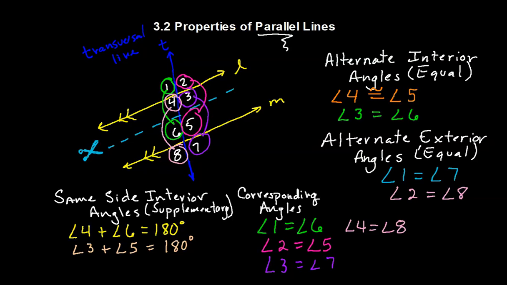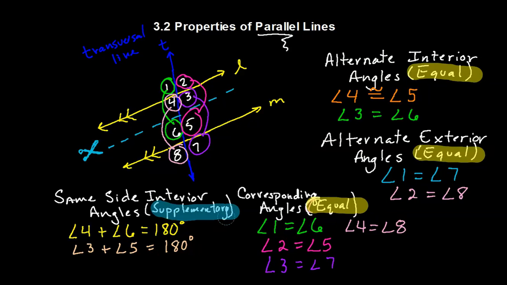So let's recap. Alternate interior angles are going to be equal. Alternate exterior angles are going to be equal. I didn't write this one down, but corresponding angles are also going to be equal. And finally, same side interiors, well, those are going to be supplementary, which means they're going to add up to 180 degrees. So these are the 4 rules you need to remember when the lines are parallel.